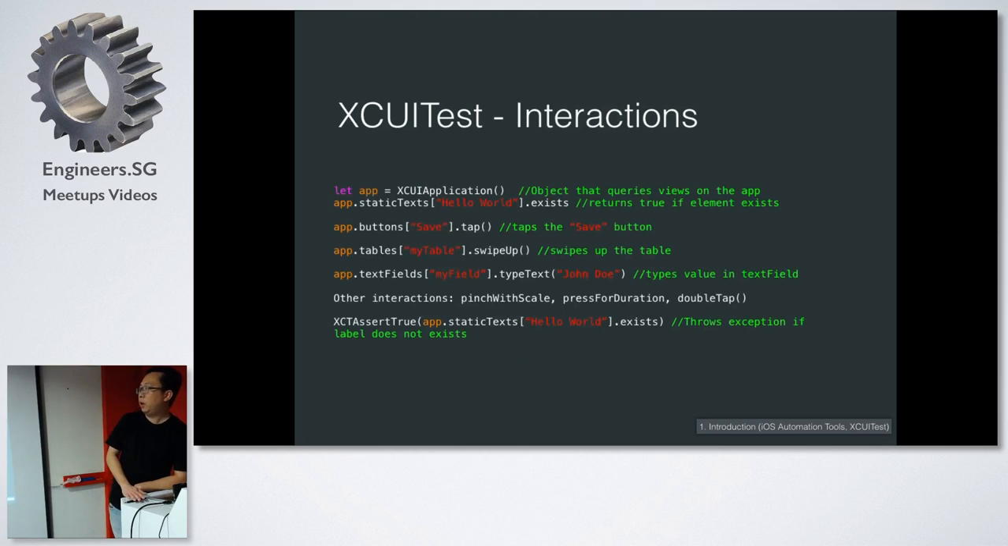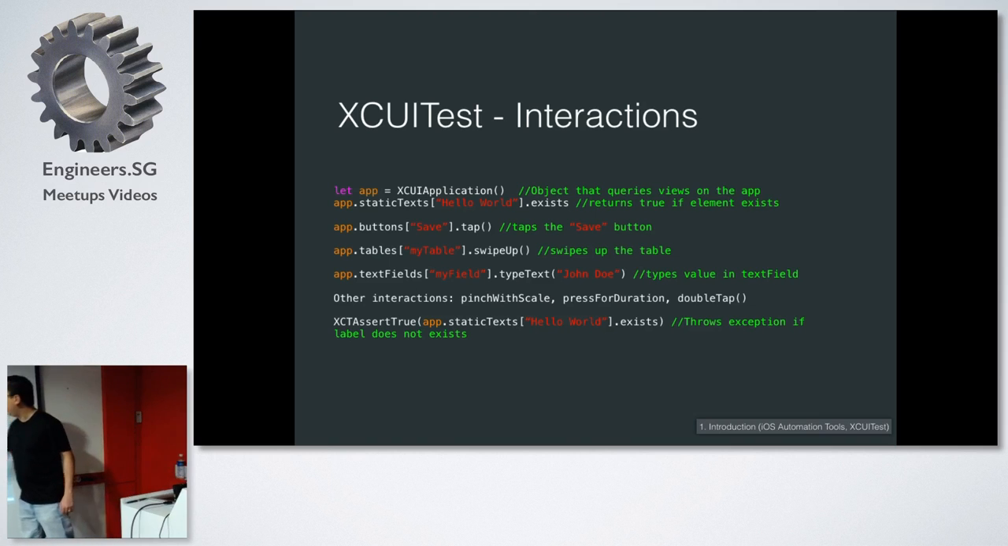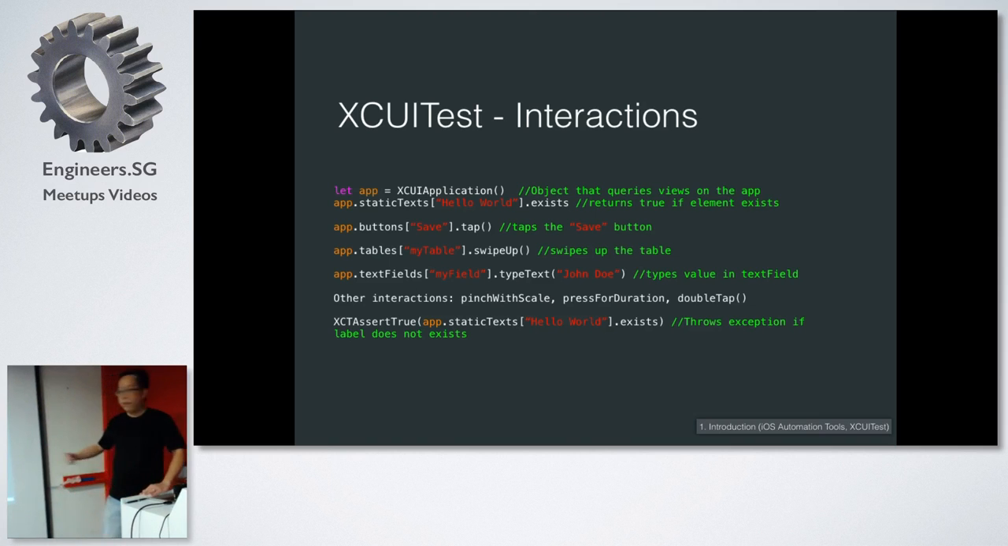Now that we know about the elements, how about the interactions? We can take an element and invoke exists, and this returns true if the element exists on screen. With buttons, we can tap. We can also swipe up on the table. If we have an input field, we can use typeText, and that will enter values into the text field, just like the little GIF we saw. Other interactions include pinch to scale, press for duration, and double tapping.